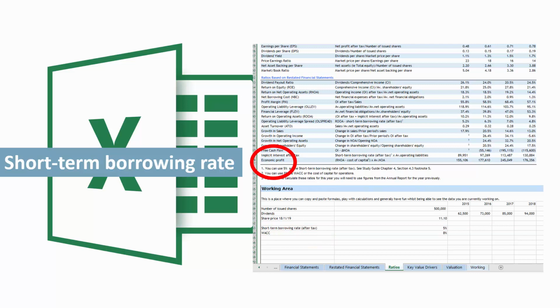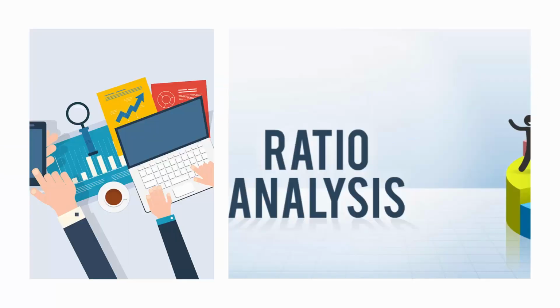We also calculate economic profit for our firm for the past 4 years. To do this, we will need a figure for the cost of capital, WACC, or weighted average cost of capital. I've entered this figure in the working area. You can use 8% as your firm's WACC when calculating your firm's economic profit, unless you have reasons to use a different number. If so, clearly state those reasons.